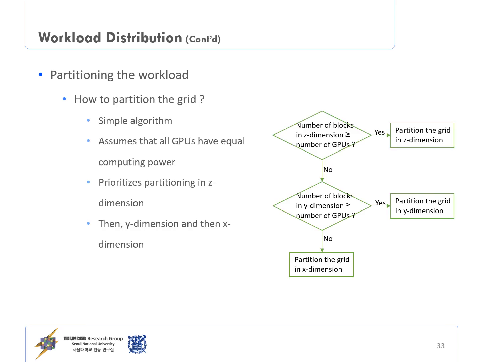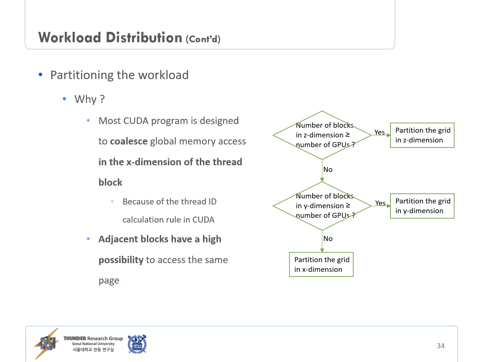The right diagram shows how SnuRHAC partitions the grid. It assumes that the computing power of GPUs is all the same. The algorithm prioritizes partitioning in Z dimension first, then Y dimension, and then X dimension. Most of the CUDA program is designed to coalesce global memory access in the X dimension of the thread block because of the thread ID calculation rule in CUDA. Moreover, adjacent blocks have a high possibility to access the same page.